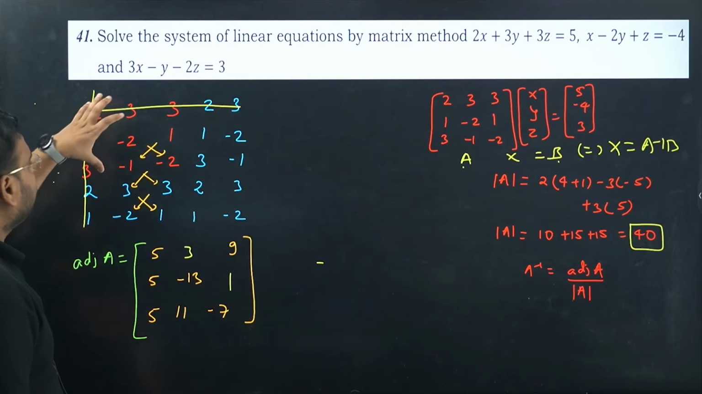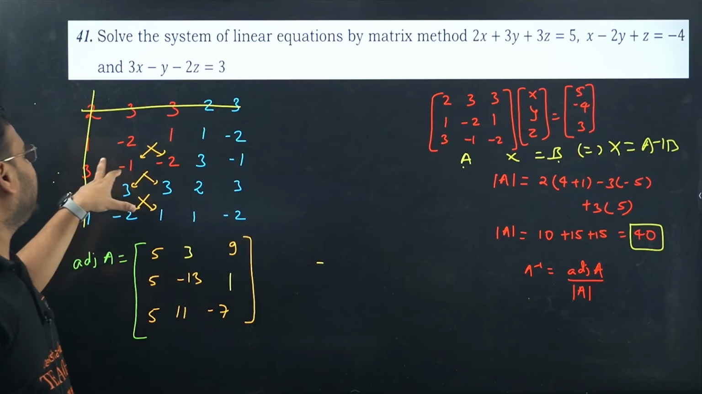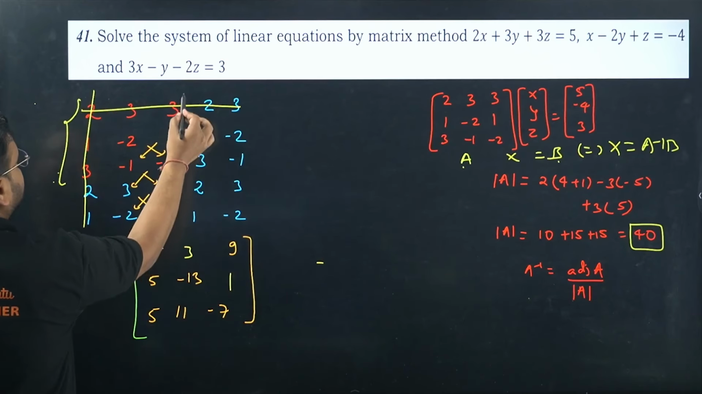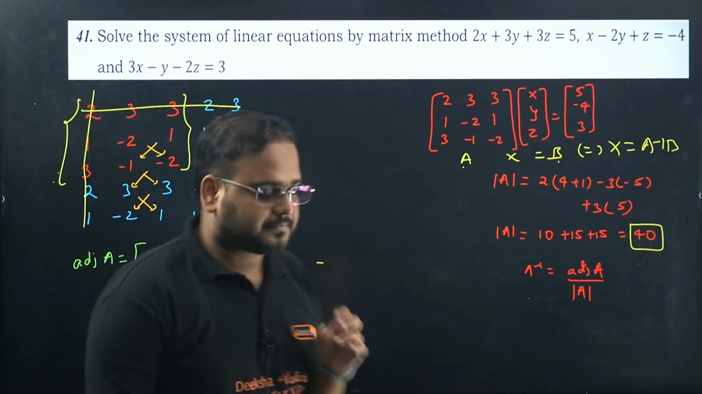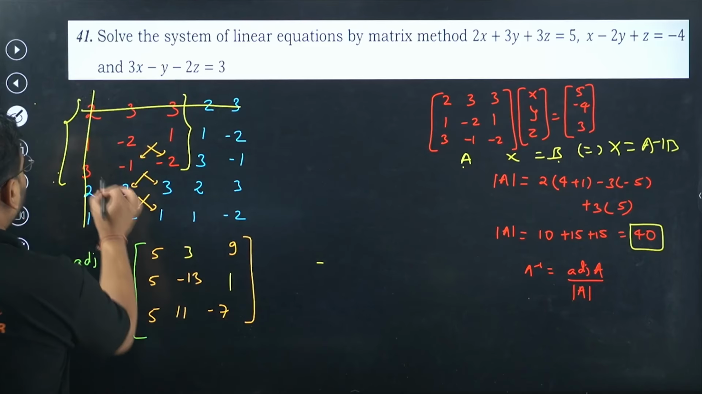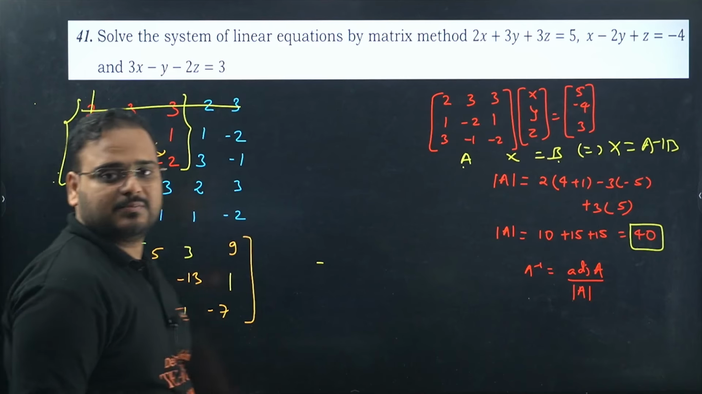How do you find the adjoint? Write the first matrix: 2 3 3, 1 minus 2 1, and 3 minus 1 2. The 3 cross 3 is given over here. I hope you can see that. This is my original 3 cross 3 matrix, and this is not visible, so let me just write it again. This value is 1, this value is 3. I think now it's visible.